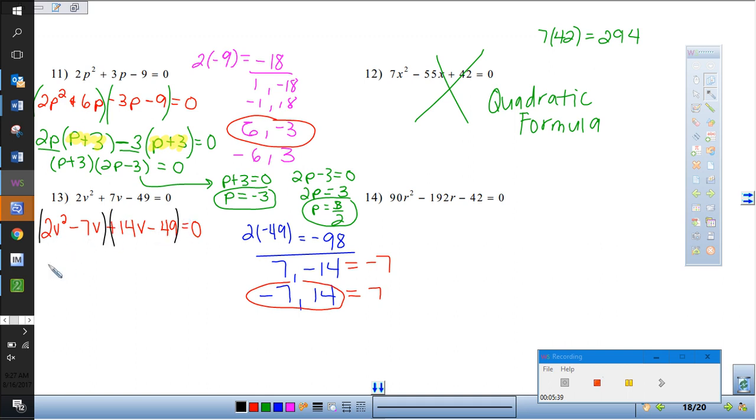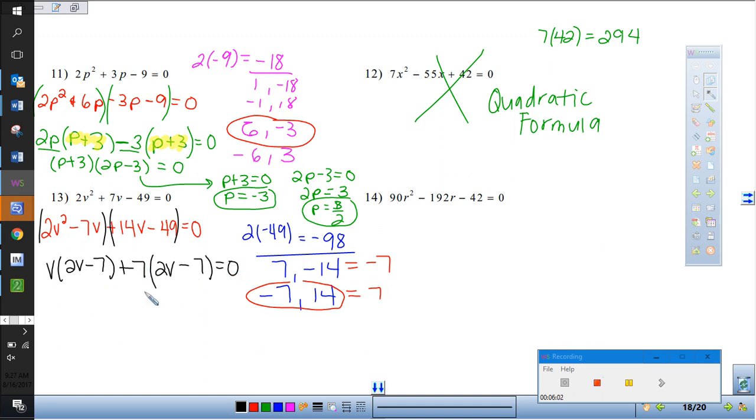The first two have a v in common, so I bring that out and I'm left with 2v minus 7. The leading coefficient is positive, so I'm going to bring out a positive. And what goes into 14 and 49? Well, 7 goes into 14 and 49. 14 divided by 7 is 2, so I'm left with 2v. 49 divided by 7 is 7.